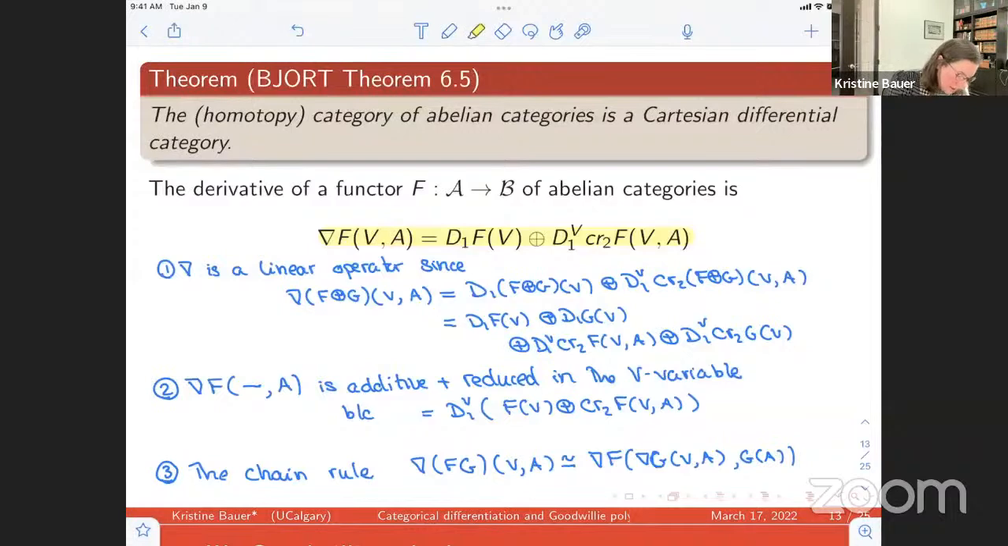The directional derivative of f evaluated at the directional derivative of g in the direction g. But note that this is not equals. It's a chain homotopy equivalence. So in fact, this result in the original paper of Johnson and McCarthy was a quasi-isomorphism. In the Bjort paper, we upgraded it to a chain homotopy equivalence. And that is why the theorem says that the homotopy category of abelian categories is a Cartesian differential category. So we did not strictly verify all of the axioms of Blute, Cockett, and Seely. Instead, we showed that they held up to chain homotopy equivalence, and then the theorem passes to the homotopy category. Okay.